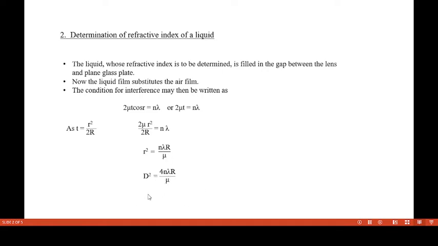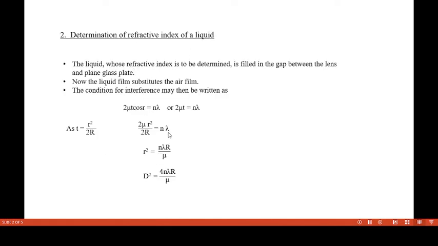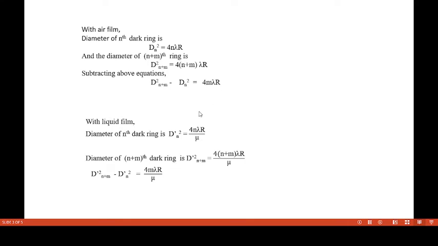Now, this is the case when we have a liquid film with refractive index mu in between the plano-convex lens and the plain glass plate. If it was an air film, the mu value becomes 1, and the diameter of the nth dark ring is dn square equals 4n lambda R. The diameter of the n plus mth dark ring is 4(n+m) lambda R upon 1, since mu is 1 for air film. So this is the case for air film.